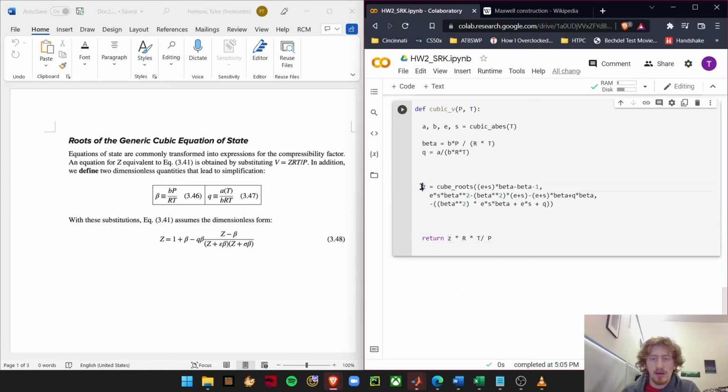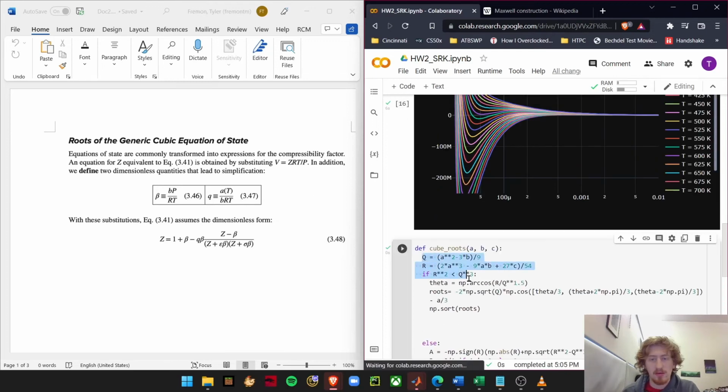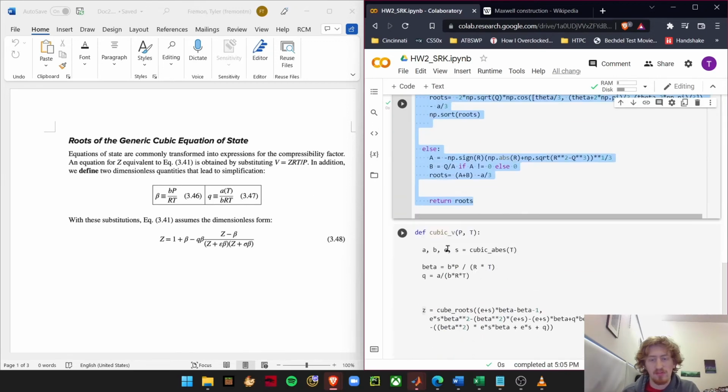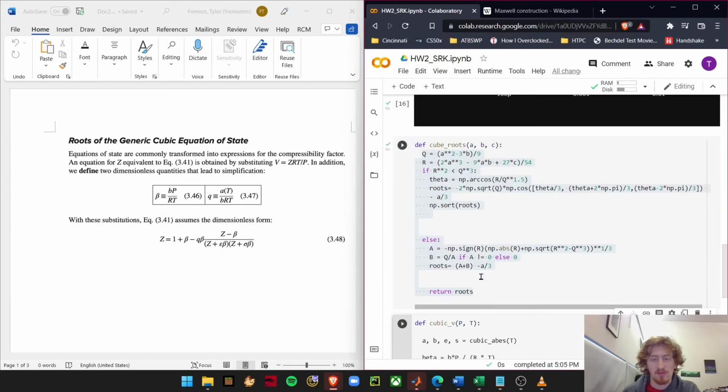Quick correction here, this will actually be equal to Z. I got a bit mixed up. In this equation up here, we're solving for the roots of Z, and so we want to plug that Z into this equation down here to solve for our specific volume.